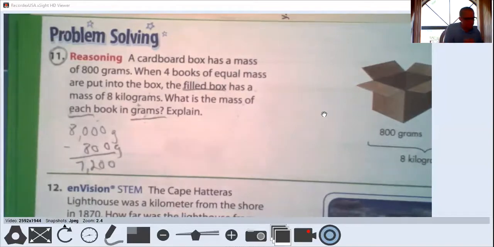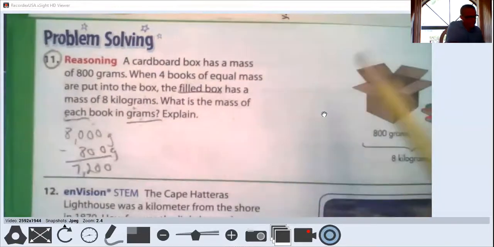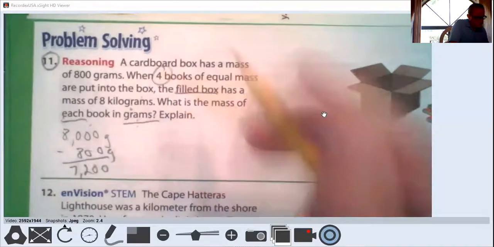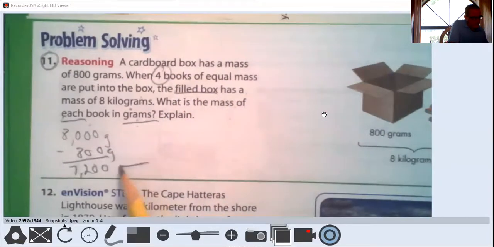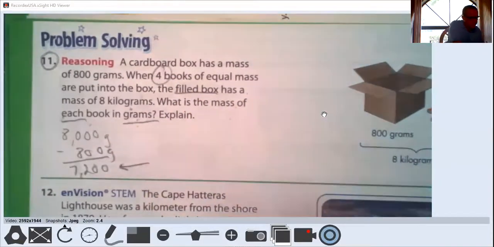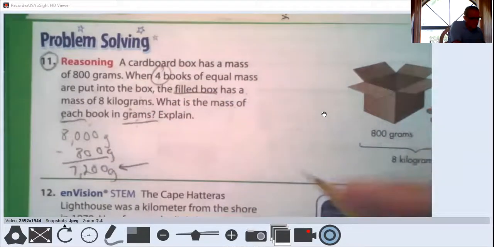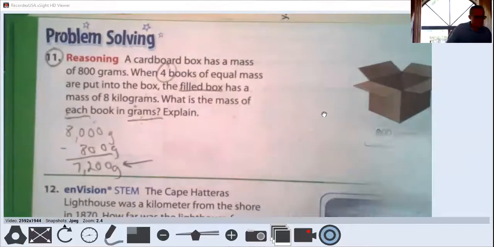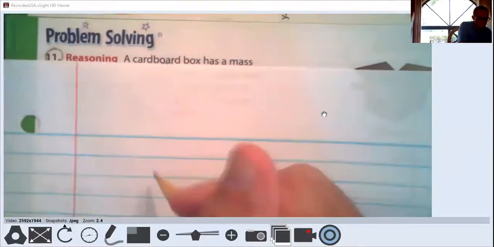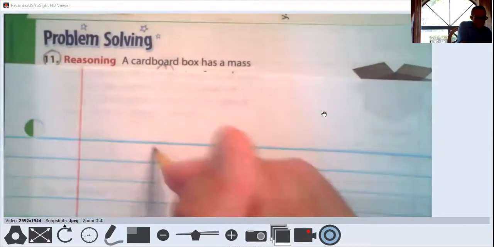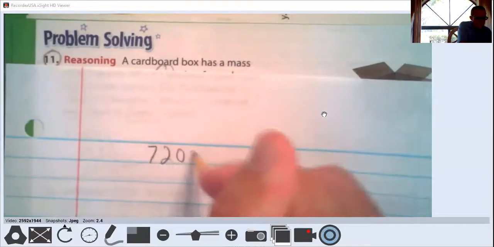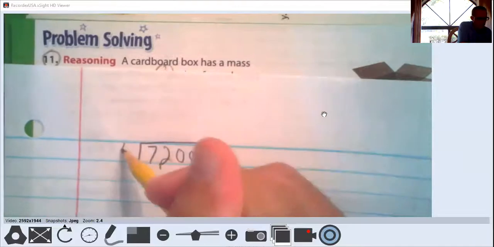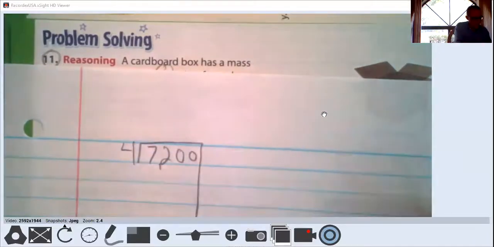So what I'm going to do is, I know that there were, how many books? What did it say? Oh, there were 4 books. So these are the weight of the books right here, 7,200 grams. So I'm going to need to divide that by 4. I probably need a bigger piece of paper for that. So I'm going to say 7,200 grams divided by 4 equals what?